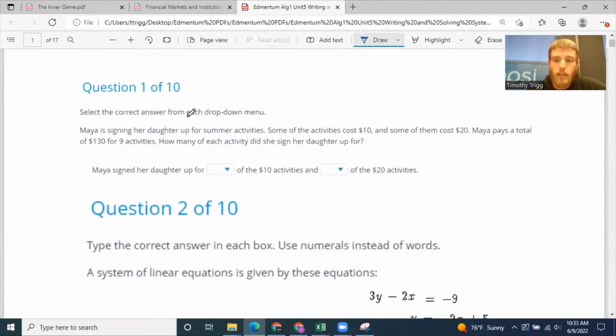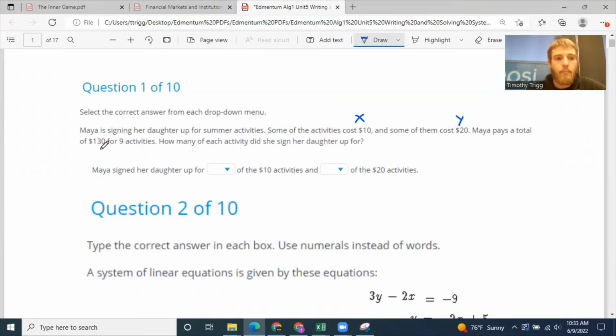So let's go ahead and take a look at question 1 here. Maya is signing her daughter up for summer activities. Some of the activities cost $10 and some of them cost $20. Maya pays a total of $130 for 9 activities. How many of each activity did she sign her daughter up for? Okay, so first thing we want to do is create a system of equations. So in this case, some activities cost $10. So the $10 activities, we're going to call these X. Meanwhile, the $20 activities we'll call Y.